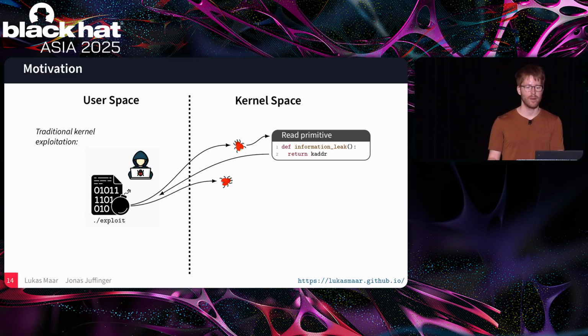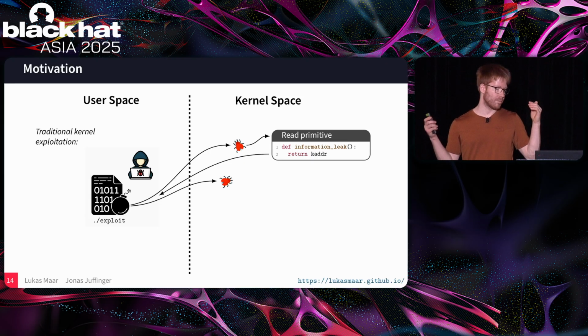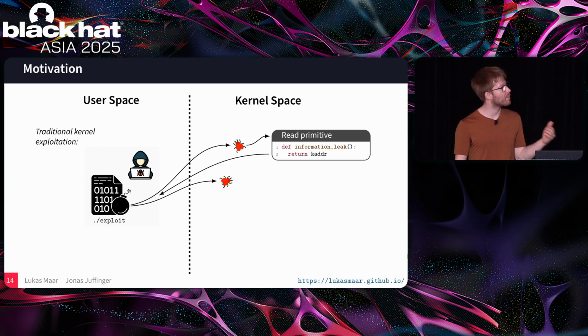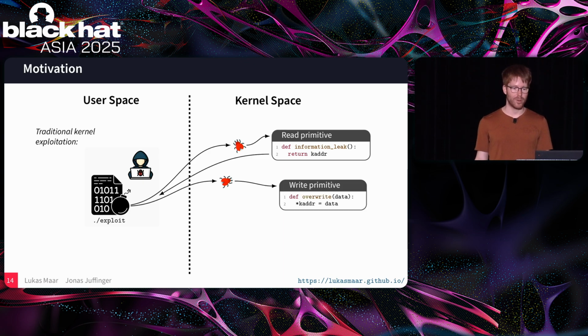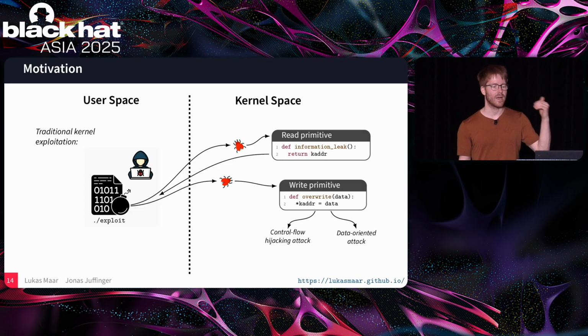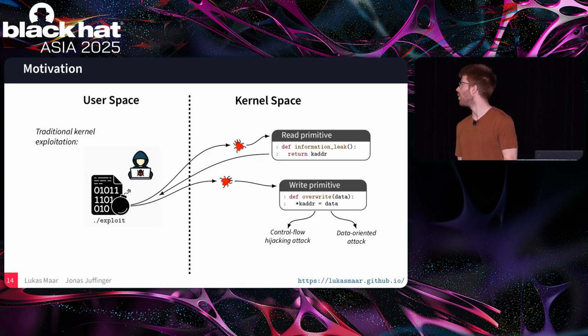In the second step, the malicious actor triggers either the same vulnerability or another vulnerability, depending on which capability the vulnerability gives you, to obtain a write primitive. This write primitive is then used for one of two attacks, in most of the cases, a control flow hijacking attack or a data-oriented attack.